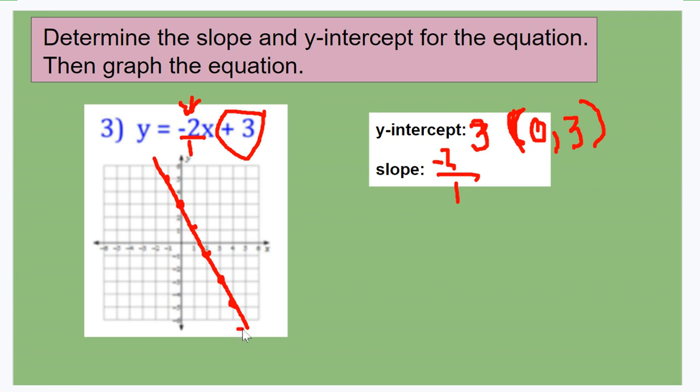So we have a straight line, and you can tell that it's going downhill, so it's a negative slope, and it intersects right here at (0, 3). So this is the graph of y equals negative 2x plus 3.